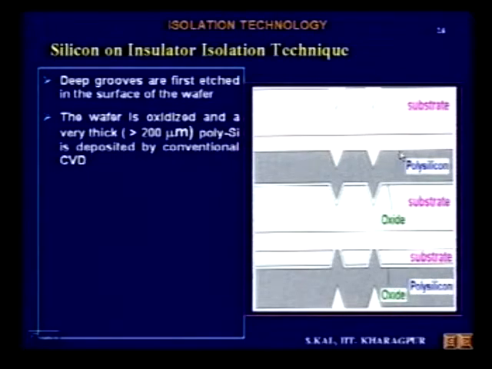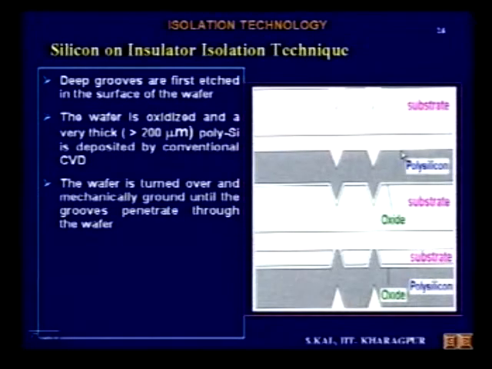After that, what is done? The wafer is turned over and mechanically ground till the grooves penetrate through the wafer. Now look in the figure. This particular structure is made upside down. That means here in the top layer is the polysilicon, the bottom is the oxide. Now we turn it upside down. Then polysilicon becomes the bottom layer and the substrate the top layer.